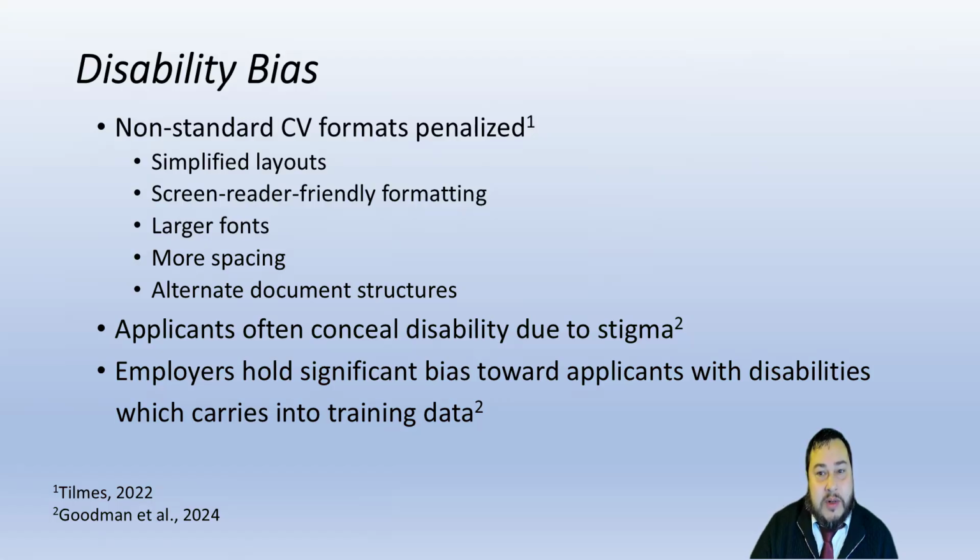Jones also reports that recruiters are 26 percent less likely to hire applicants who disclose a disability. Goodman and colleagues found that many applicants with disabilities chose not to disclose their disability because of stigma and fear of discrimination. Even when applicants do not disclose a disability, ATS systems often infer it indirectly through patterns like employment gaps, part-time work, or involvement in disability-related organizations.